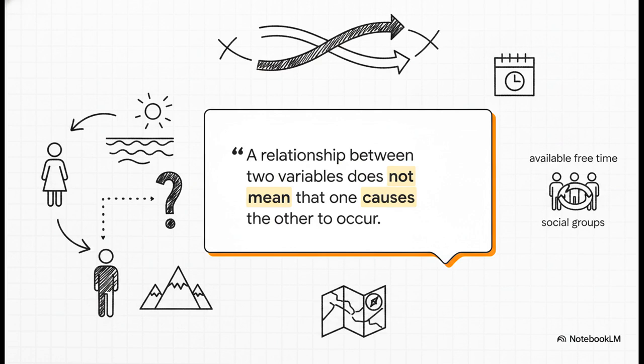A relationship between two variables does not mean that one causes the other to occur. Yes, we found an association between gender and hiking preference, but we must never claim that correlation proves causation. Think about it. Being a woman doesn't biologically cause someone to walk to a beach, and being a man certainly doesn't cause an aversion to sand. There could be a dozen other confounding variables at play: geography, free time, social groups, you name it. We report the association neutrally, but we never, ever declare causation.